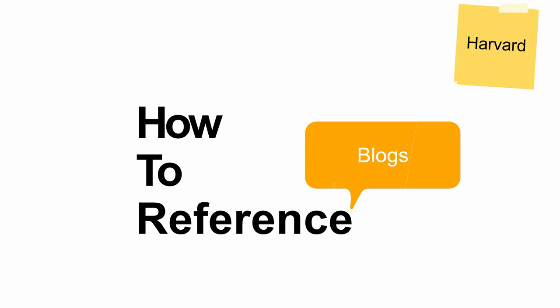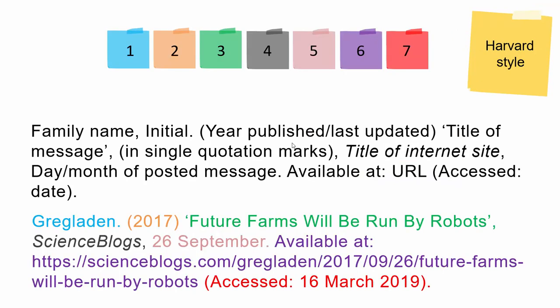Hello friends, today we're going to look at how to reference a blog post in the Harvard style. To do so successfully, you are going to need 7 core components, and the first part of that is some kind of authorship. So you're looking for a family name followed by an initial, and then you'll need a date.